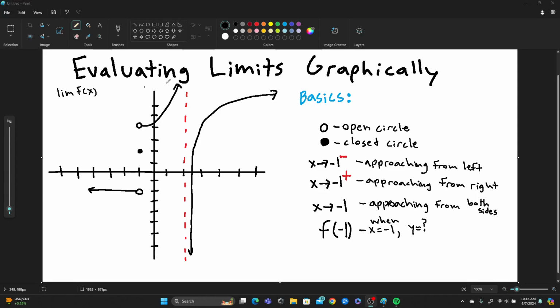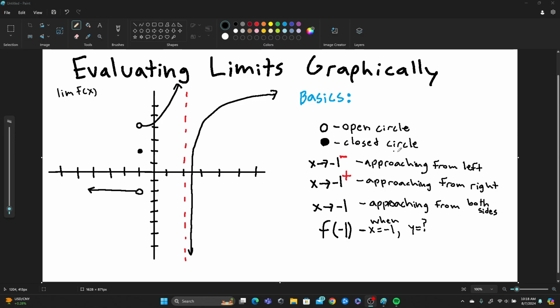How do you evaluate limits graphically? So first we have some basics of a graph. An open circle is not a point on the graph. For example, this point right here, this open circle, does not exist. So the point (-1, 4) on the graph of f of x does not exist because that point is an open circle.